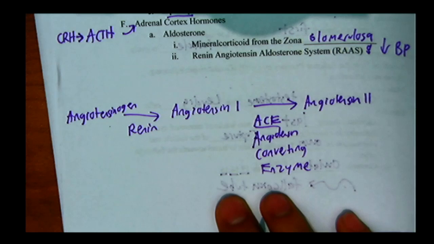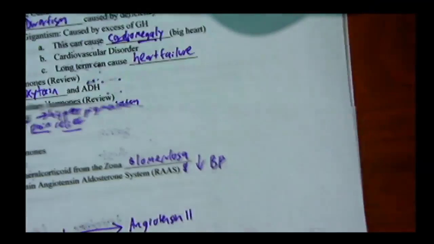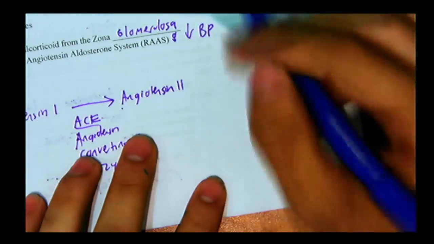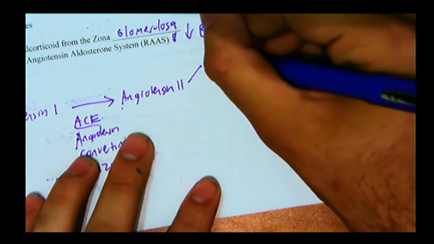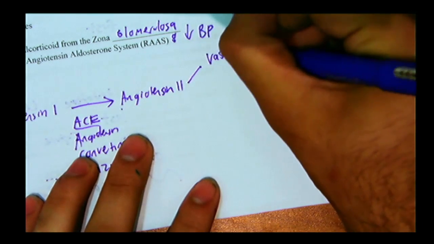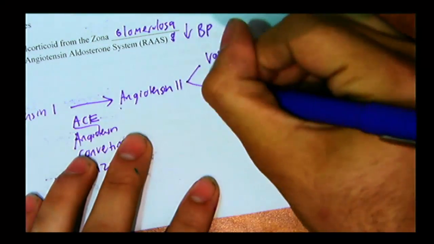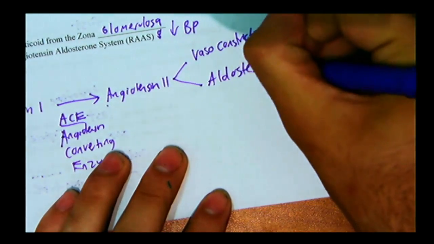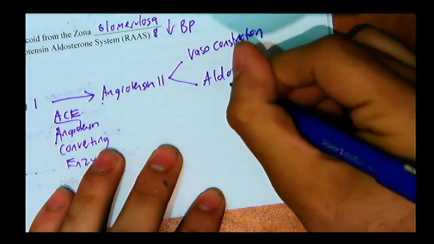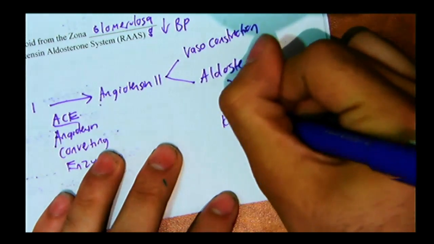So angiotensin 2 does two things. What's the first thing that it does just by itself? Vasoconstriction, thank you. And then what does it activate? Aldosterone, thank you. And where does the aldosterone go? The kidney. And what is it the cause of reabsorption of? Sodium. What else? Water.